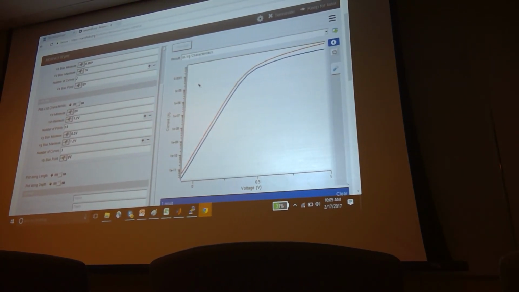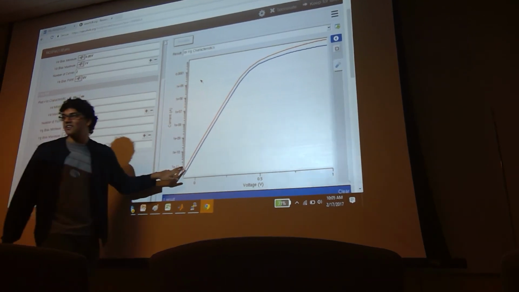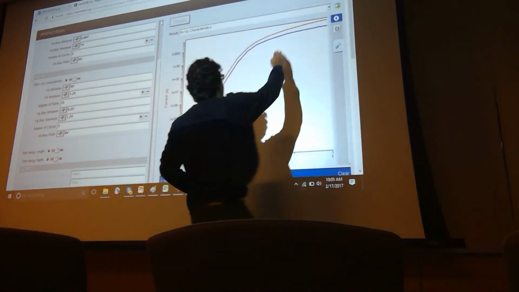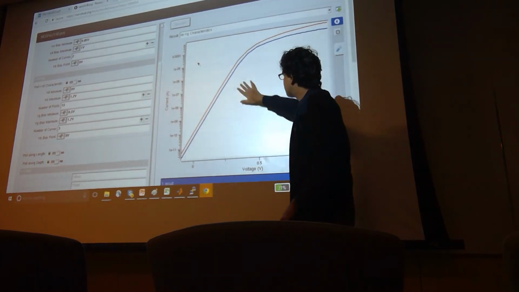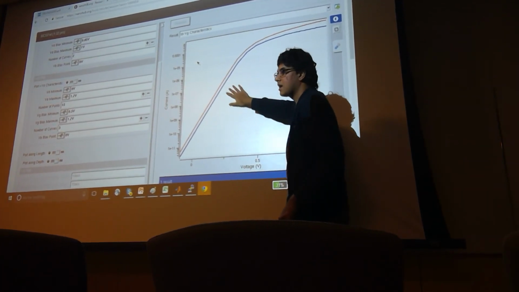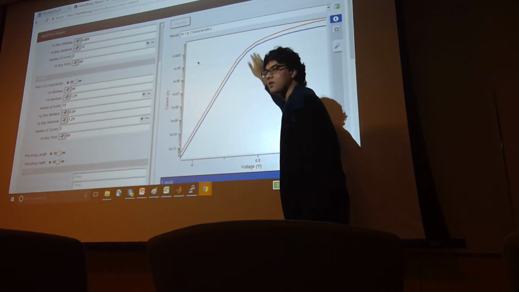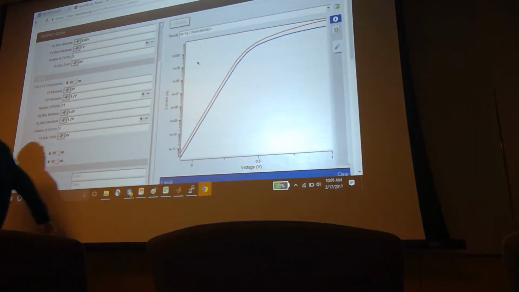Okay, so you got your ID-VG. This is your subthreshold characteristics of your transistor. So from here you can figure out that this threshold is approximately 0.5. So you can vary the doping and so on and see your transistor characteristics and figure out what your threshold voltages are.